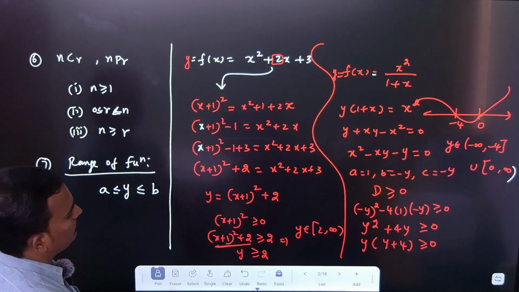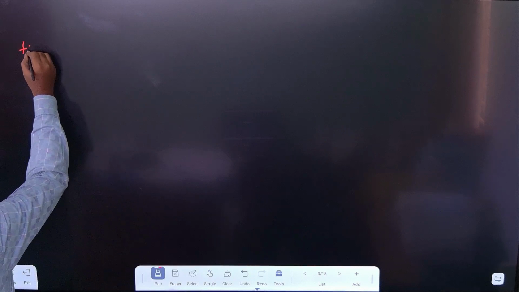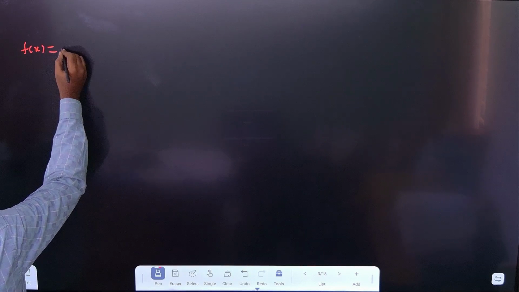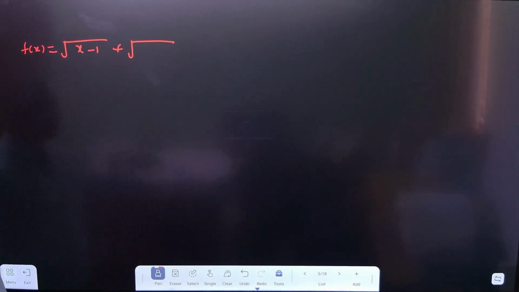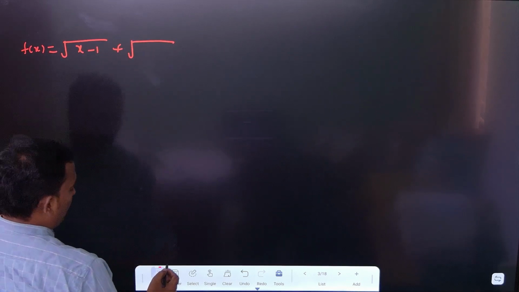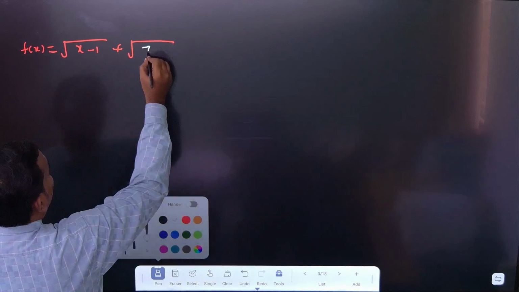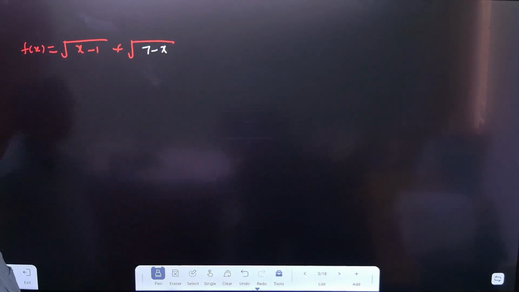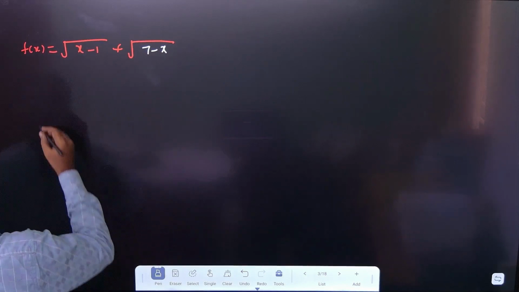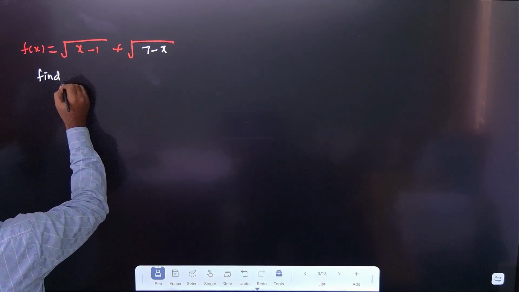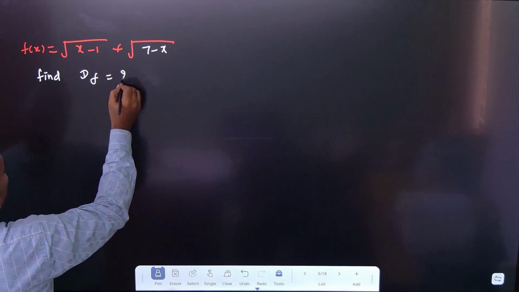Okay. So let me start with a simple example. Let's take f of x equal to square root of x minus 1 plus square root of 7 minus x, right? I hope everyone understands the question. How to find the domain? Find the domain of f.